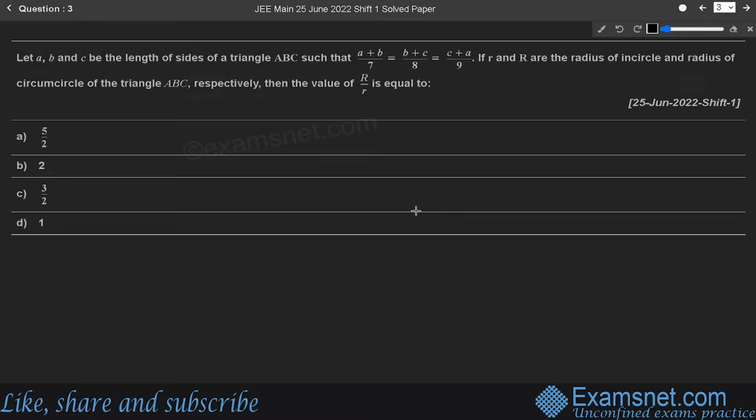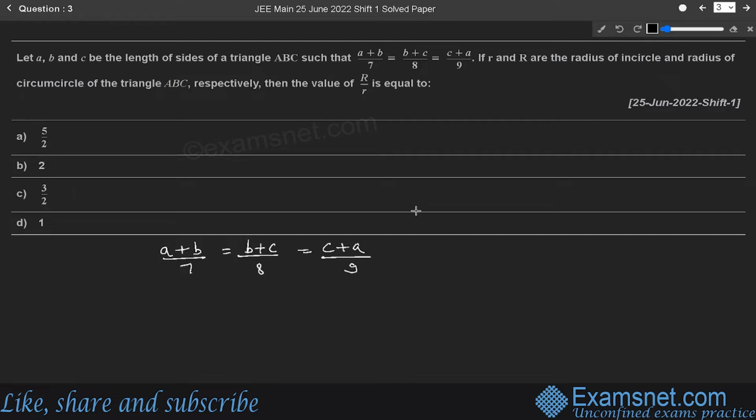Next question is, let a, b and c be the length of the sides of a triangle ABC such that (a plus b) upon 7 is equal to (b plus c) upon 8 is equal to (c plus a) upon 9. If small r and capital R are the radius of incircle and radius of circumcircle of the triangle ABC respectively, then the value of capital R divided by small r is equal to.